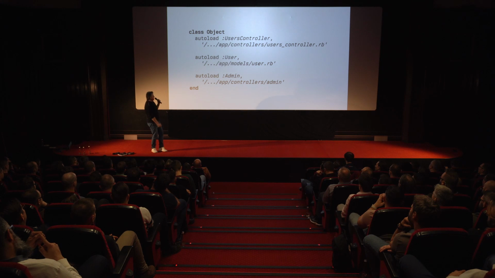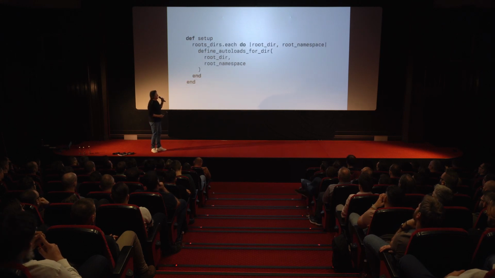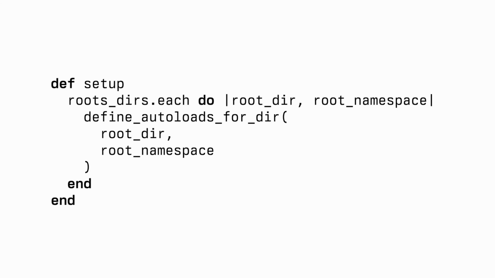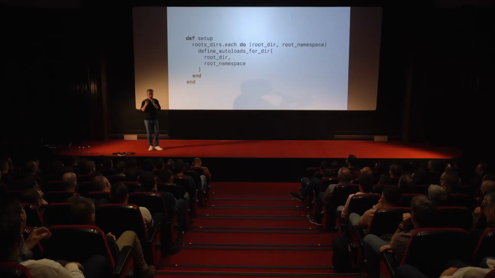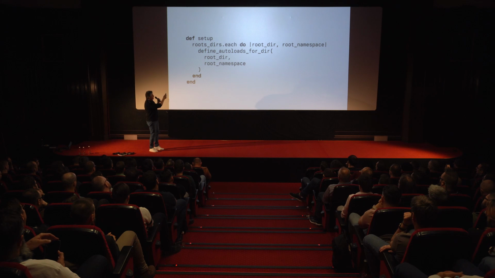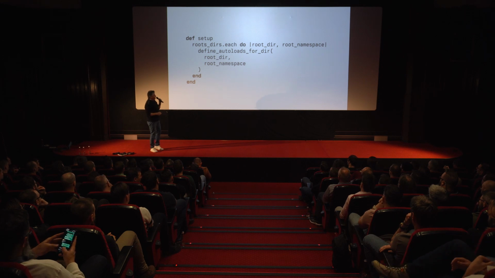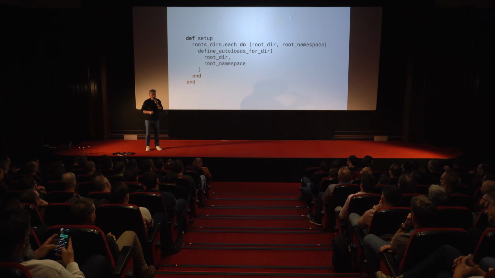All right, how do we do this? Well, we have two root directories. In Zeitwerk, they are called root directories. So this is the simplified implementation of setup. We are going to iterate through the root directories. In this case, it is app/controllers and app/models. We have two of them. For each one of them, we are going to define autoloads. So we iterate, we do this thing for these directories. Let's see what this define autoloads for does.